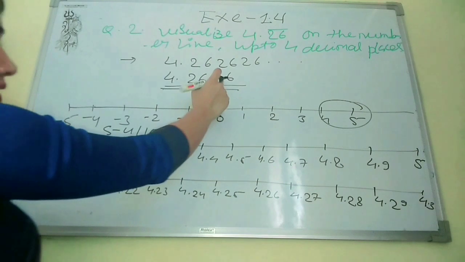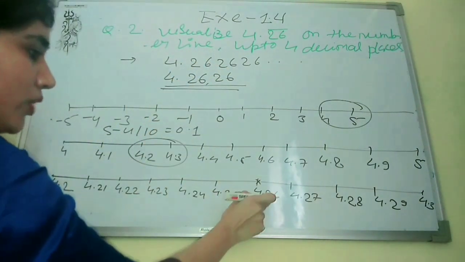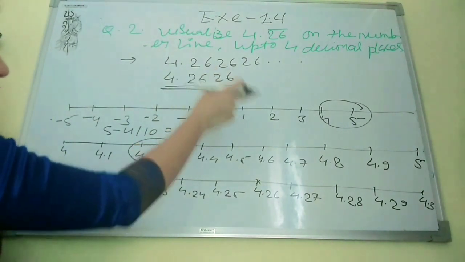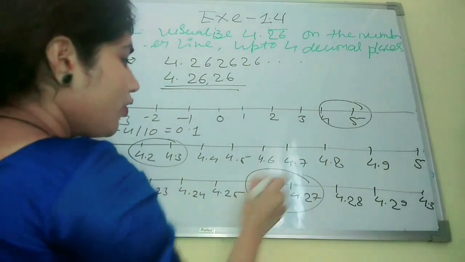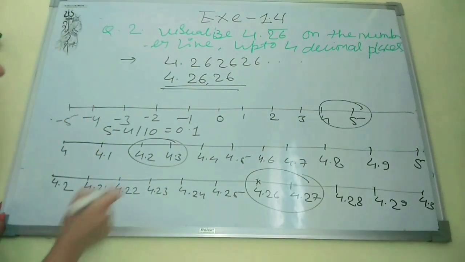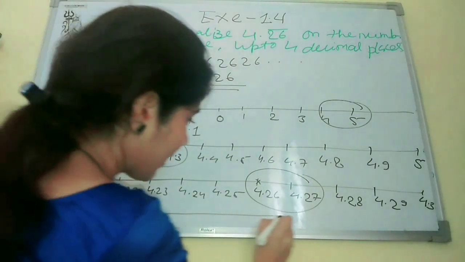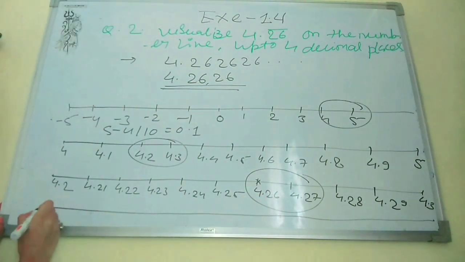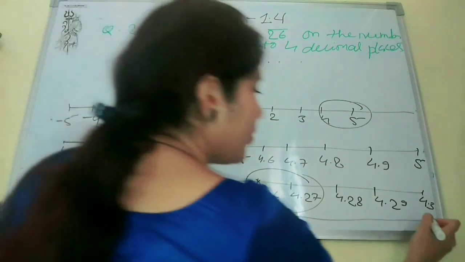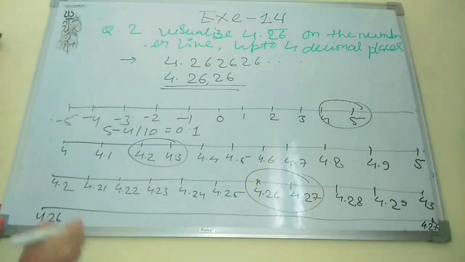Now just visualize another digit after the point. Now we know the position of 4.26. Now we should know the position of 4.262, which will lie between 4.26 and 4.27. So just draw another number line. I hope this is visual to you. 4.26 and 4.27, and again we will divide in 10 equal parts.